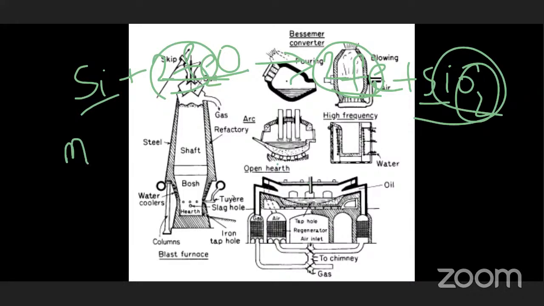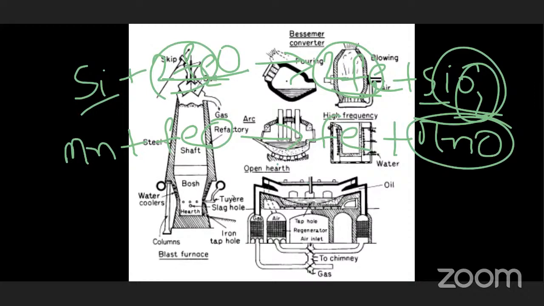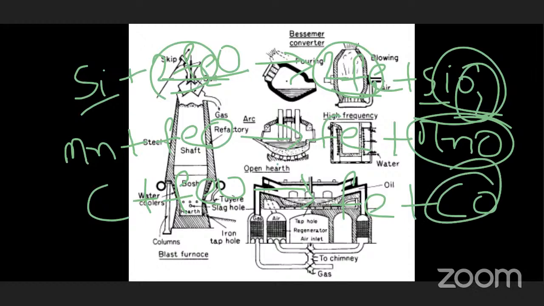Similarly, manganese: Mn plus FeO gives rise to Fe plus MnO. So this is the manganese oxide, which goes into the slag. And also carbon plus FeO gives Fe plus CO. So these are the slags and gases that we are going to get here, right?